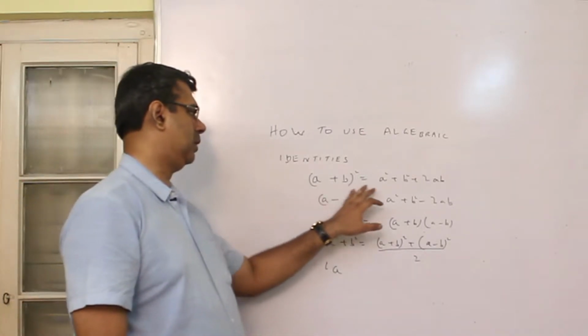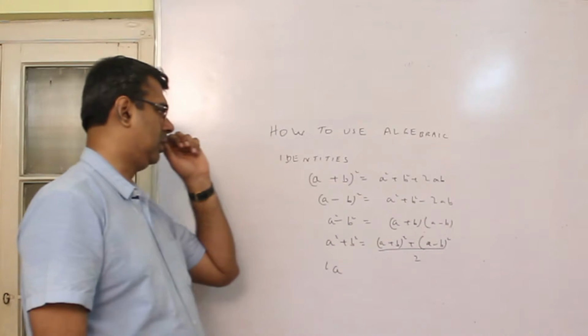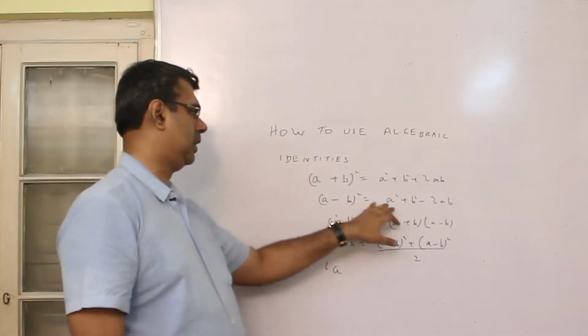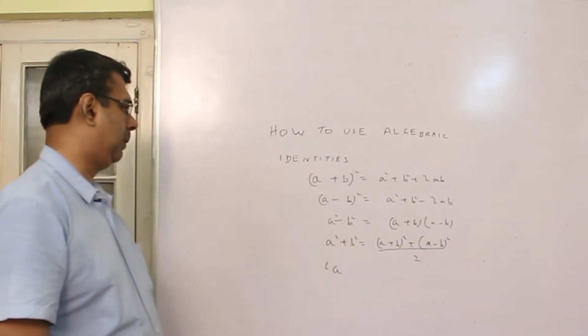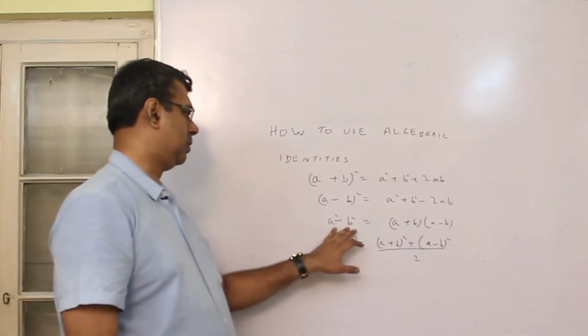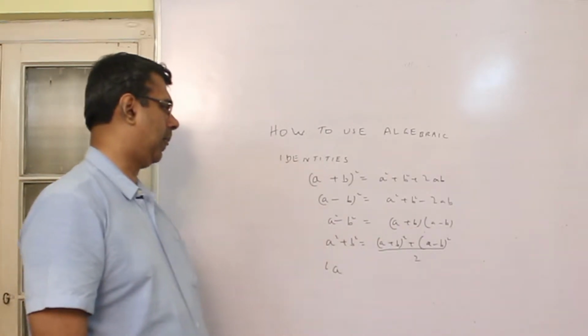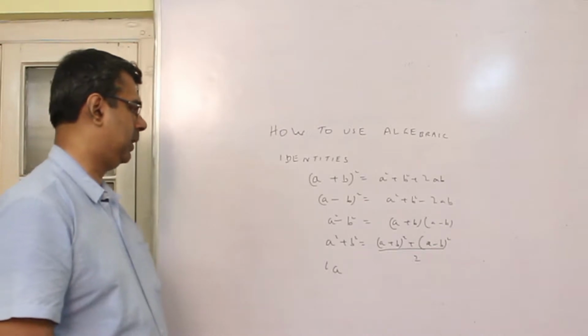You know that (a plus b) whole square is a square plus b square plus 2ab, and (a minus b) whole square is a square plus b square minus 2ab. A square minus b square, we can write it as (a plus b) into (a minus b).